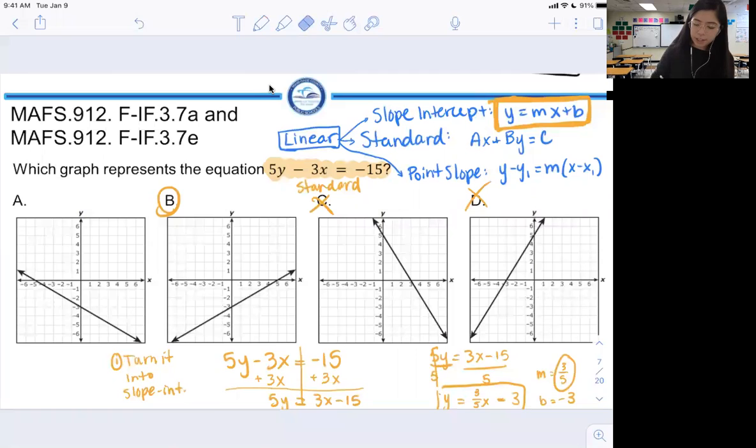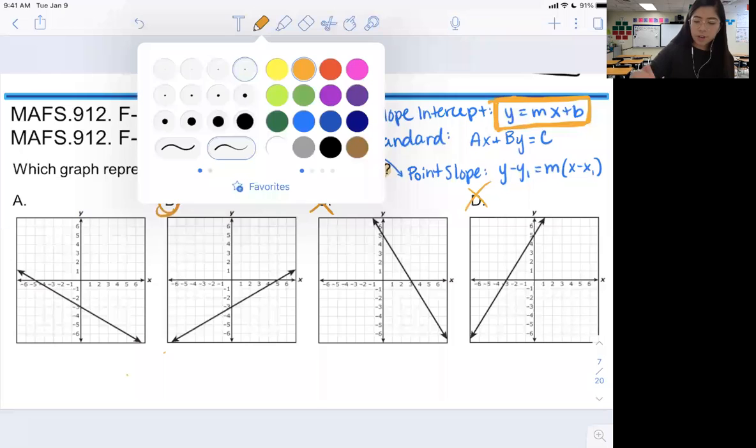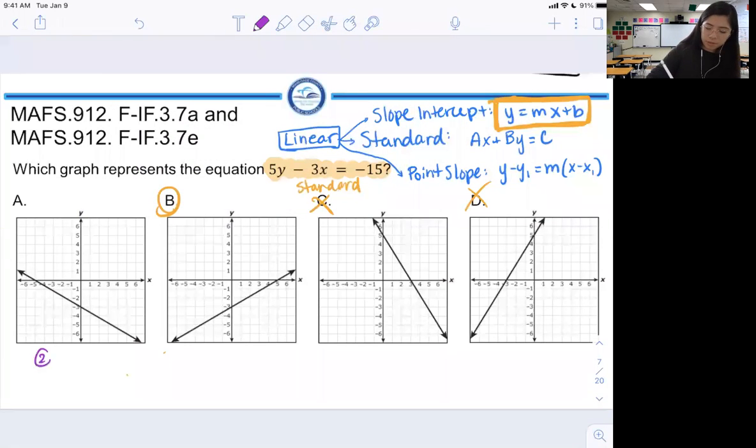So very quickly, Jalen, I'm going to do it your way. And you'll see that we get the same exact answer. So let's look at it. So strategy number 2 is to find the x and y intercepts.